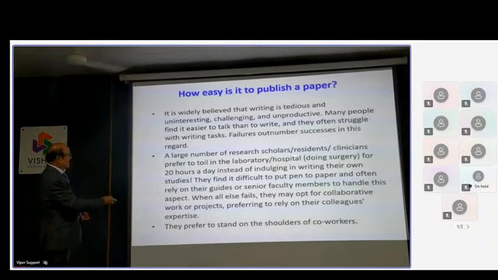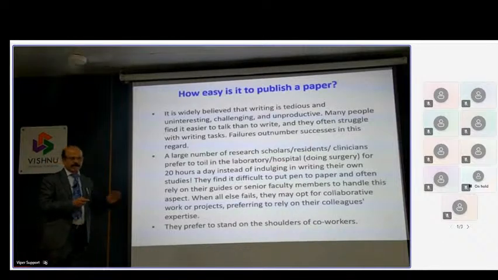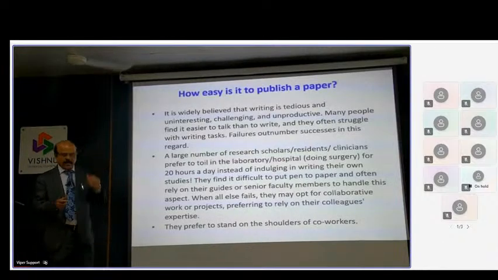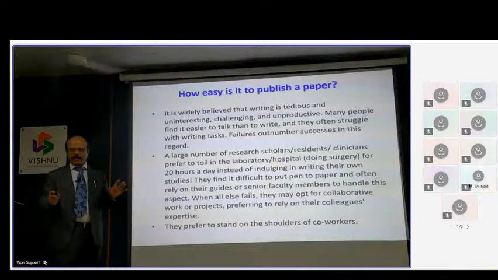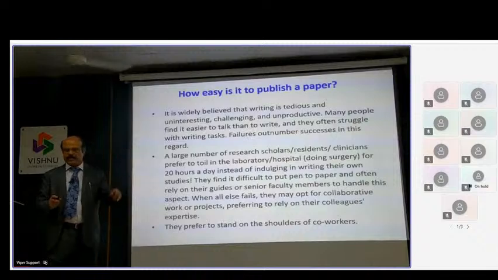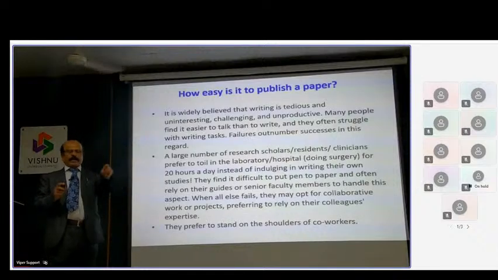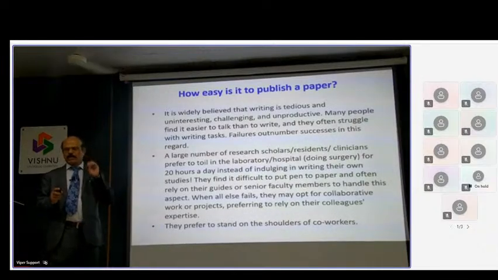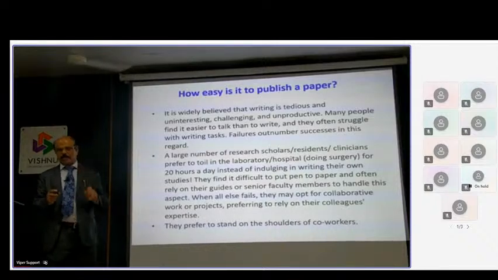A large number of research scholars and resident clinicians prefer to toil in the laboratory or hospitals for 20 hours a day instead of indulging in writing their own studies. I can't write it. My boss will write it. My guide will write it. I can work like a donkey in the lab, morning to evening, without even taking a bath. I can sit there without eating food. I can do it, but I can't write a paper. No, this is the wrong thing. They should also write a paper.